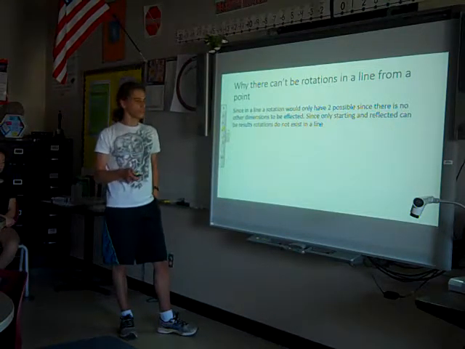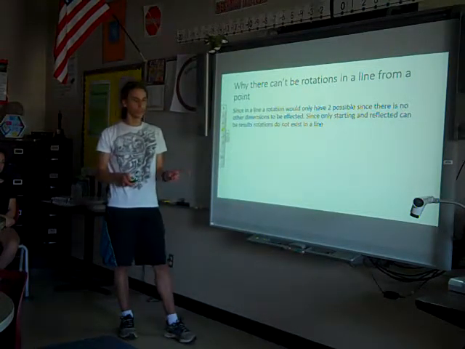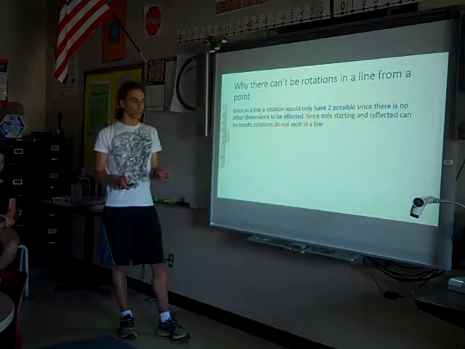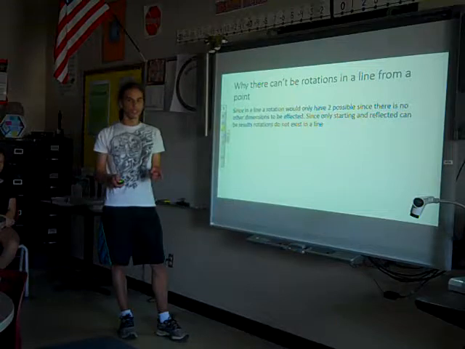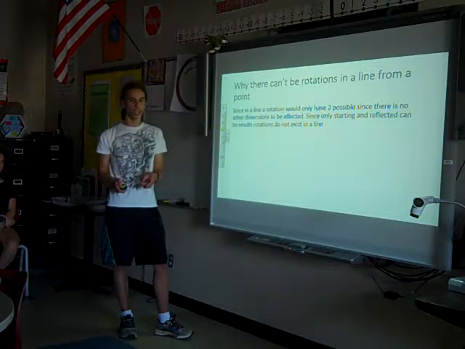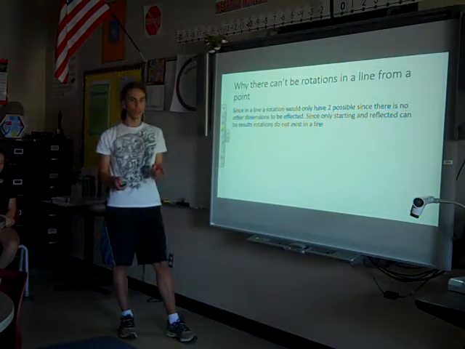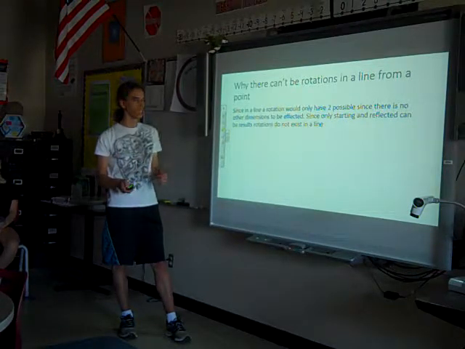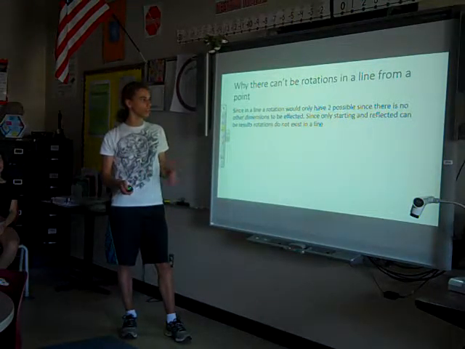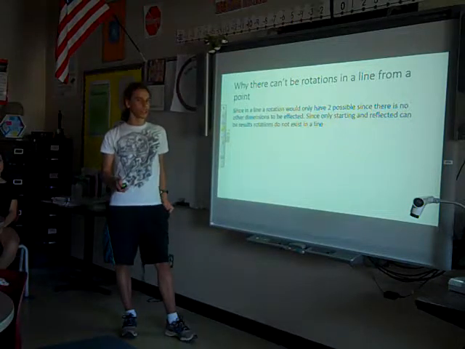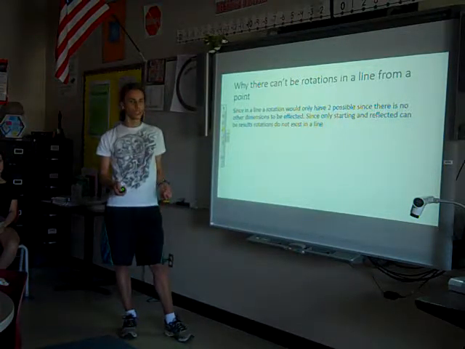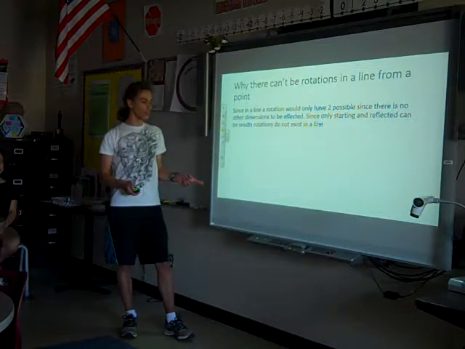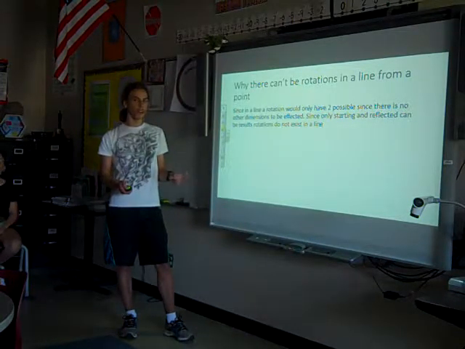And if you have a one-dimensional line, you can't do a rotation around a point, because that would be the same thing as a reflection, and a rotation has infinite possibilities depending on the specific degree that you're rotating it. But for a point in a line, you'd only have two possible ones: the one that you have before and the one that you have after.